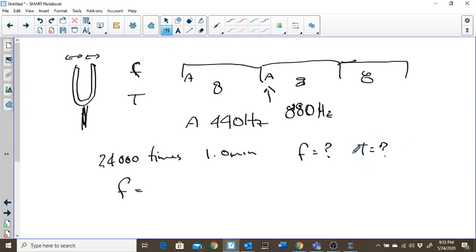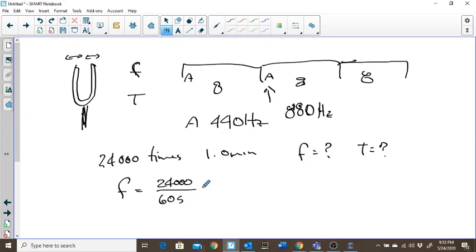Conceptually, it's sometimes harder to grasp. Let's deal with frequency. Frequency is the number of times something happens in a period of time. So we have this 24,000 times, 24,000 cycles. Frequency, though, we want to be in cycles, in hertz, which are cycles per second. So what's 1 minute in terms of seconds? Well, it's going to be 60 seconds.